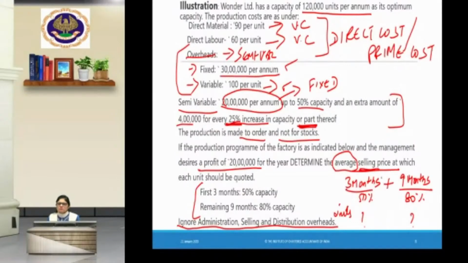All right. So for 3 months, we have to make a separate statement of cost. So in the statement of cost, you make columns: 3 columns, for 3 months, for 9 months, and for total. Total cost has to be there always. So can you tell me the units at 50% and 80% capacity? 1,20,000 units per annum. For the first 3 months, 50%. For the next 9 months, 80%.